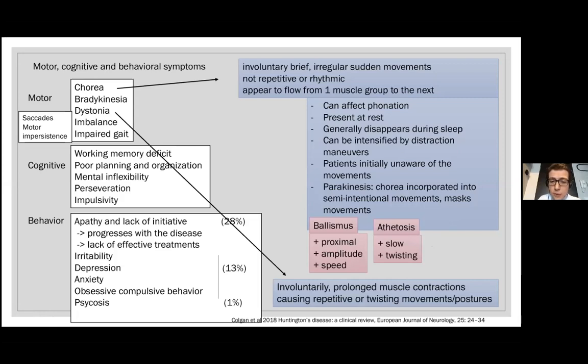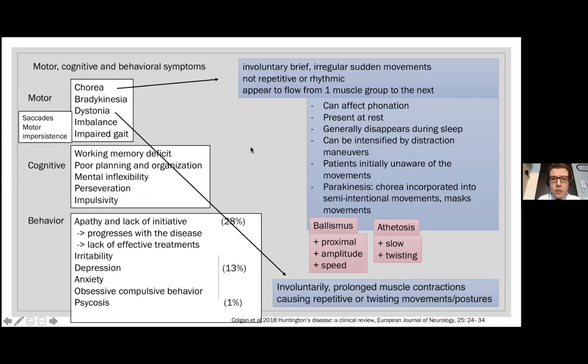So dystonia is a bit different. It's also involuntary and it's associated with prolonged muscle contractions, sometimes agonist and antagonist muscles at the same time, and it causes repetitive and twisting movements and postures. Other motor findings are changes in the eye saccades and also motor impersistence. So the patients cannot keep the same movements for a period of time. For instance, a hand grip would be very gentle. There is even a milkmaid's grip for the grip of an HD patient.